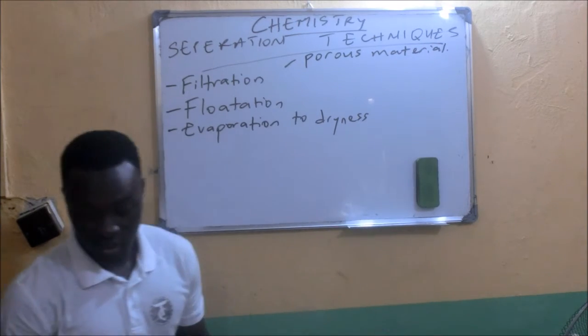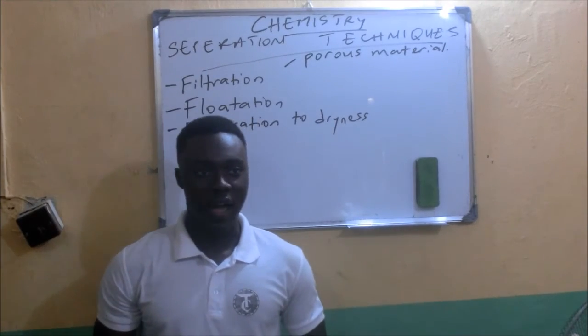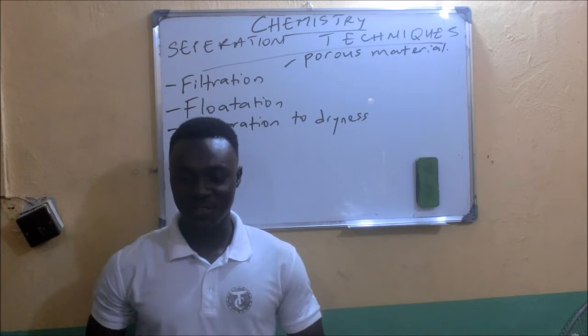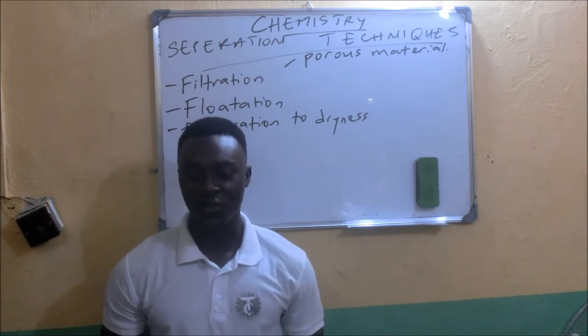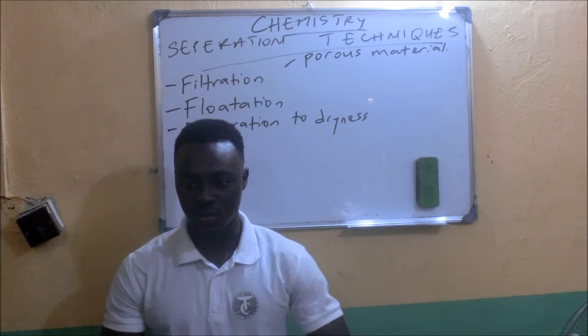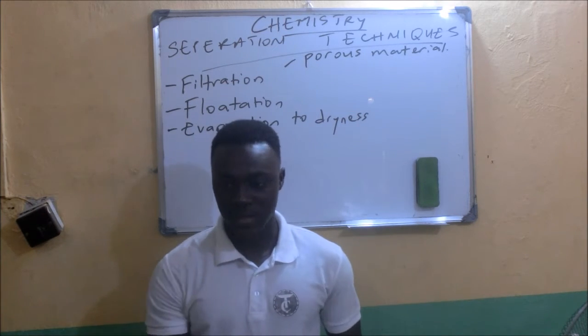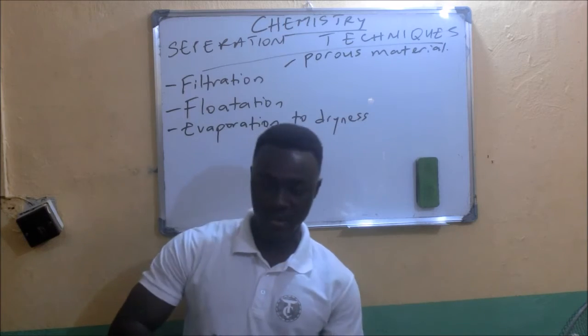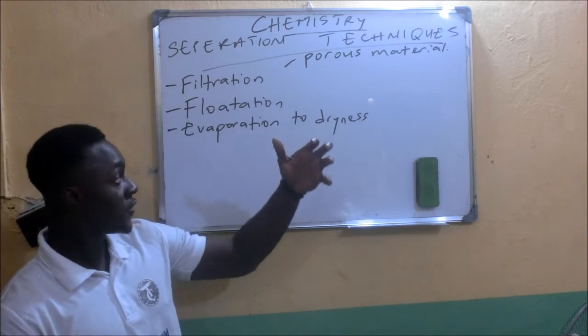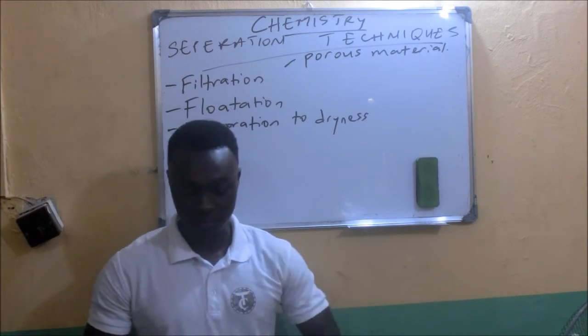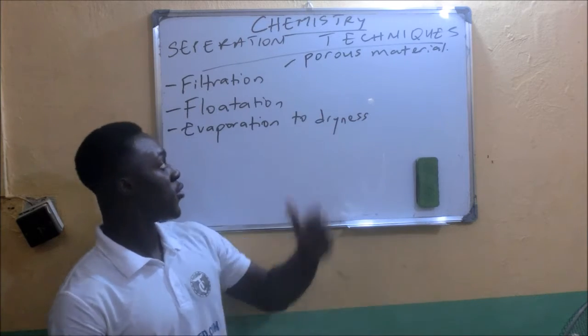It involves using a porous material. Now, I'm sure you've seen when they are sieving kunu or something like that, they use a cloth. That's a porous material, something that allows some substances to pass through and other substances to stay. So that's what filtration is all about. The same thing, you make use of a porous material.